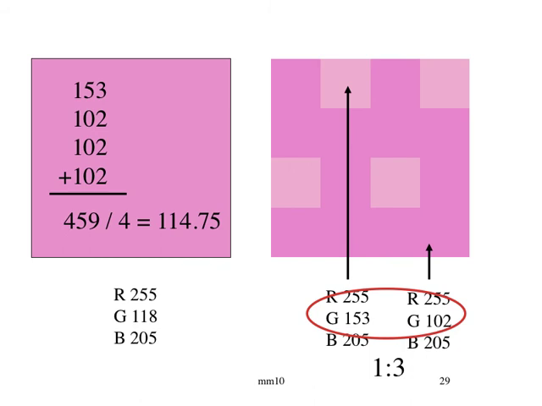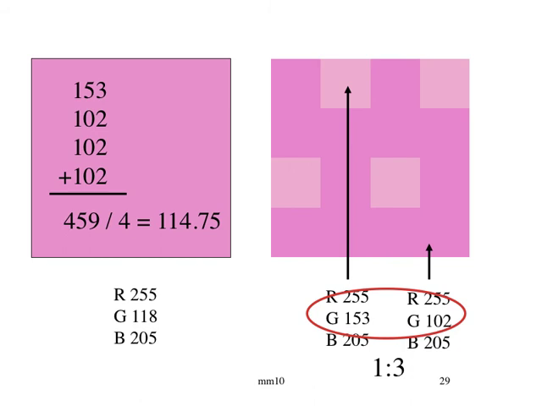So in this case, when we're working out the green value of these pixels here, the 102 gets counted 3 times. So it's 153 for that light one, then 102 plus 102 plus 102 for the 3 dark ones, and then all divided by 4. It's not straightforward, 1 to 1. Because 1, 2, 1, 2, 3, and then 4. So there's a repeating pattern there of 4 pixels.